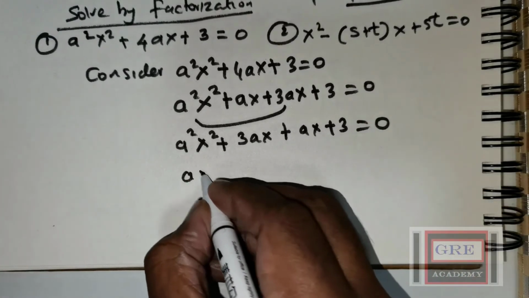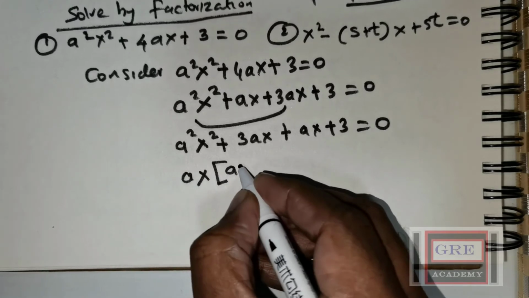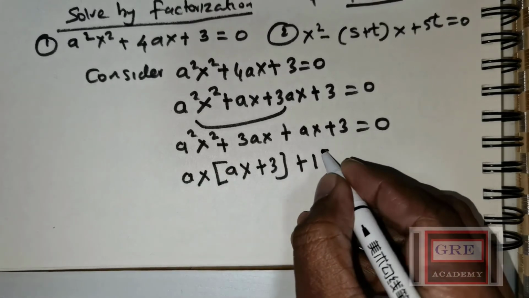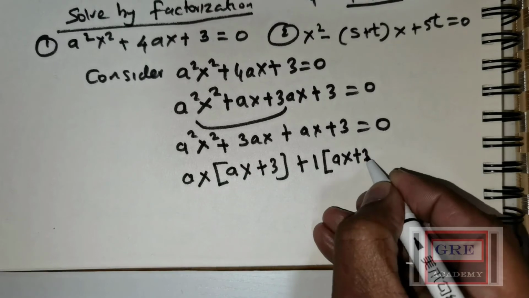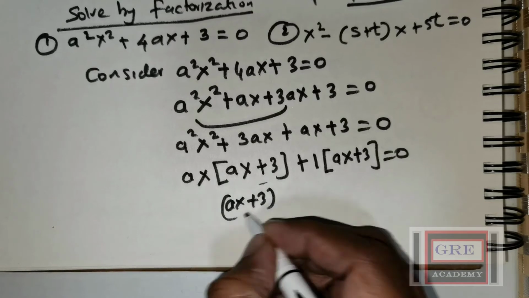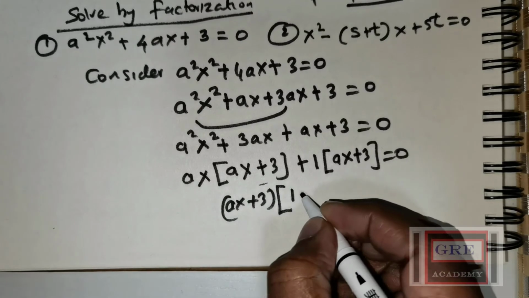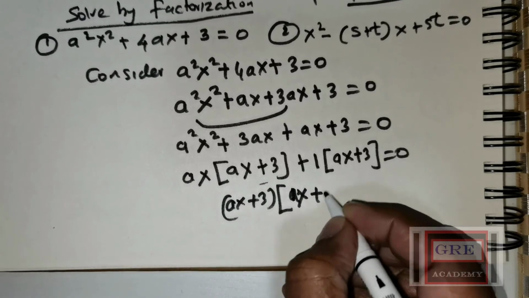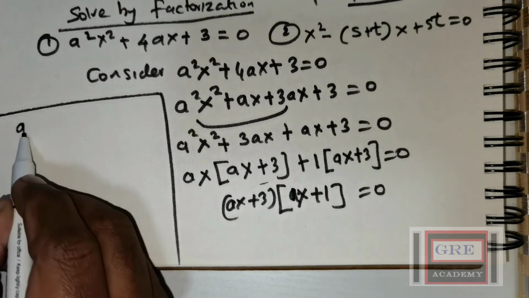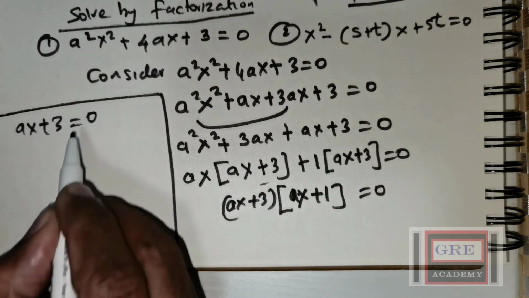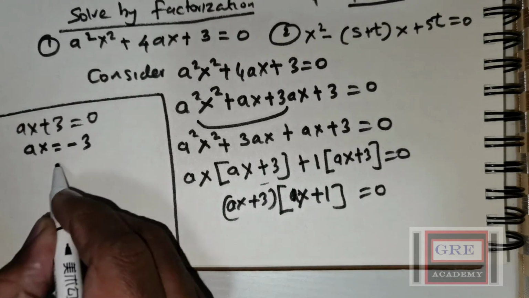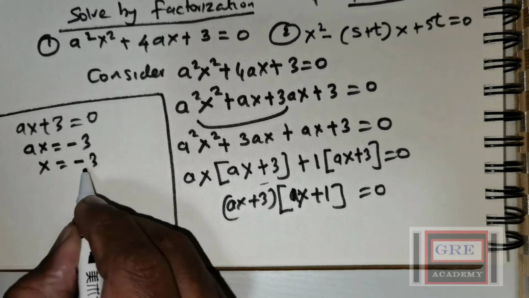Now I would take ax out, and that would give me ax plus 3. From here I take 1 as a factor, and that would give me ax plus 3 is equal to 0. Now clearly ax plus 3 is a factor. It is taken out, giving me ax plus 1 is equal to 0. So clearly ax plus 3 is equal to 0. Now since x is the variable and a is a constant, I can rewrite this as ax is equal to negative 3. From here x is equal to negative 3 divided by a.